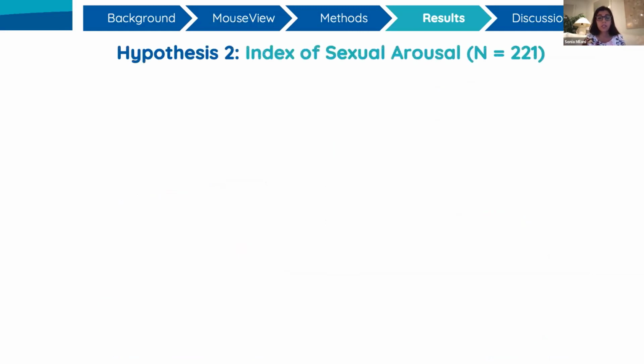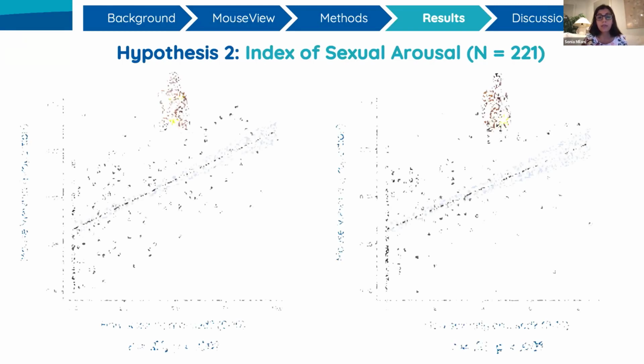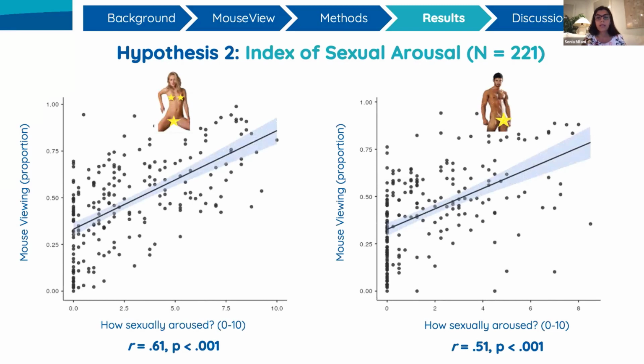And then for hypothesis 2, looking at the associations between mouse viewing and self-reported sexual arousal ratings. When examining the full sample, we see a robust association between subjective sexual arousal, which is found on the x-axis, and mouse viewing, which is found on the y-axis, for both the female and the male model. So the female model graph is on the left, male model is on the right. So across everyone in our sample, people look more at the stimuli they rate as more arousing.